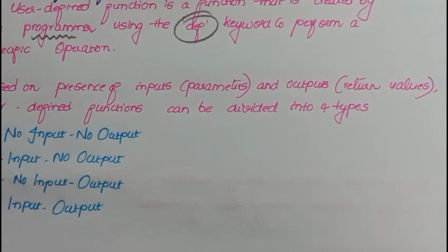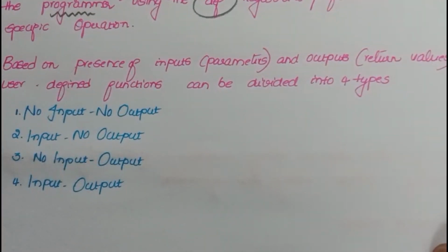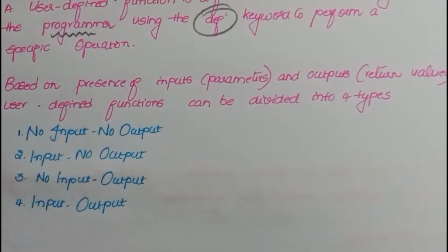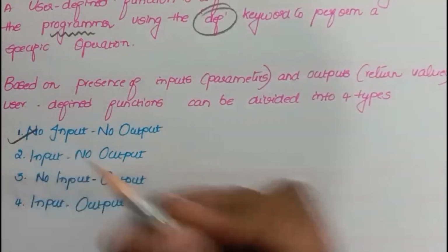Based on this presence of inputs and outputs, user defined functions can be divided into four types: no input, no output; there will be input but no output; there will be some functions with no input but they give output; and functions having both input and output. First, let's start with the no input, no output type.